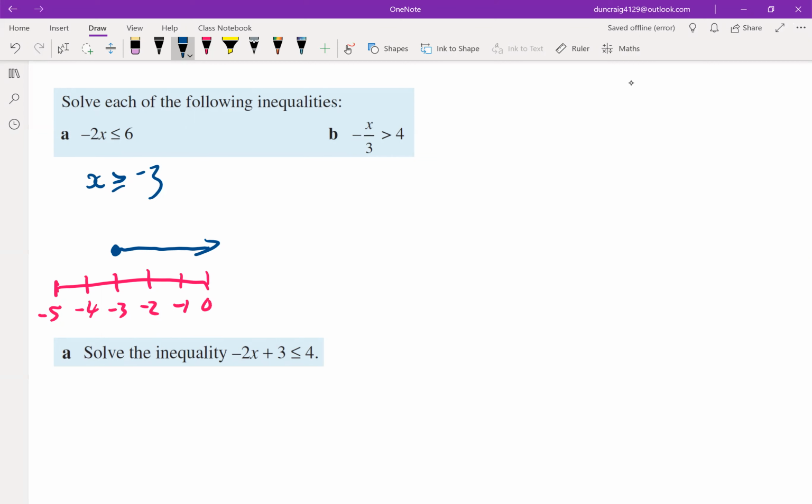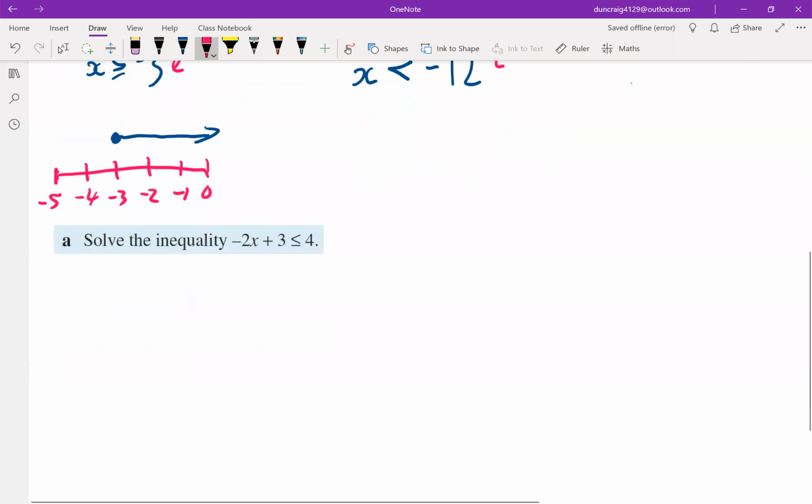Anyway, for this next one, I've got -x/3 is greater than 4. So I'm going to times both sides by -3 to get rid of the negative and the divided by 3 there. So that would give me x is, I've got to flip the sign, less than -12 for that one there. Okay, so all I did here was divide by -2. All we did here was multiply by -3, and we flip the signs when we do that.